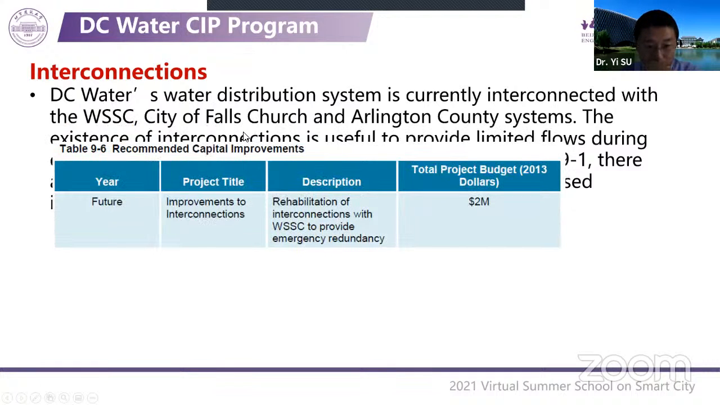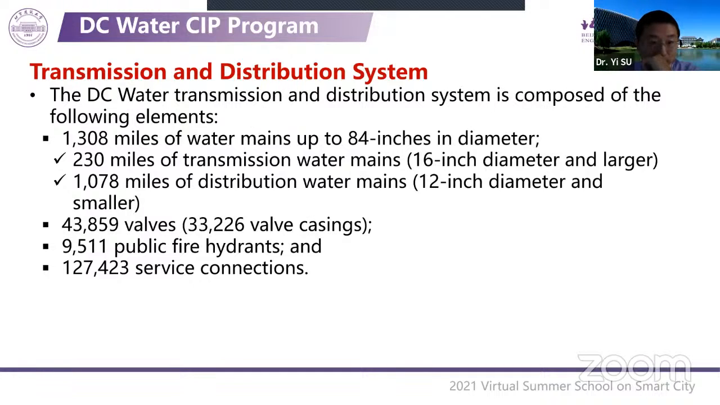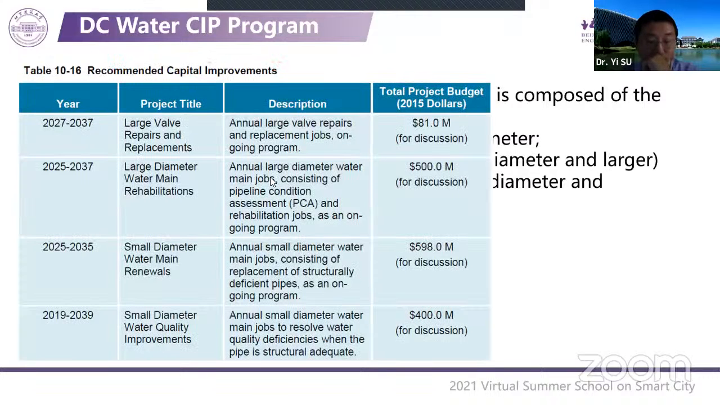And the budget. So this is the summary for the transmission and distribution system, like how long the water mains are in small diameter and large diameter, and how many valves, public fire hydrants, and service connections. You can see a lot of things need to be done. Also, in the future, what the projects and the budget related to those facilities are.